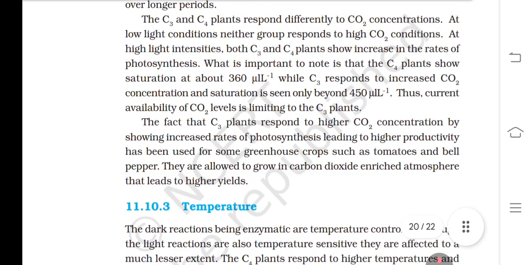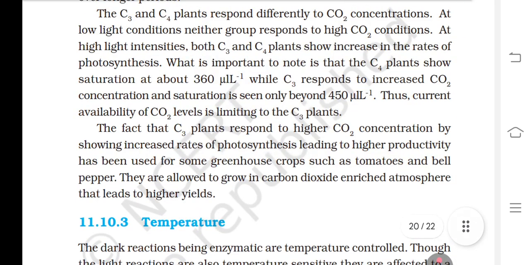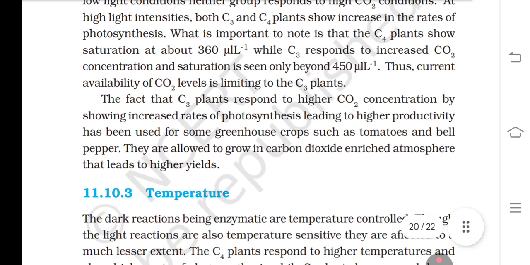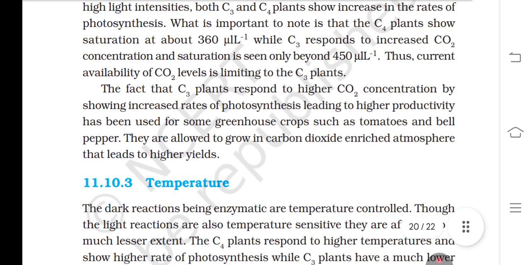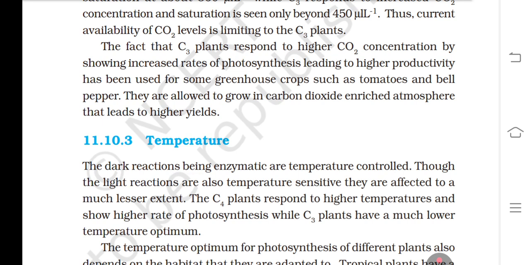The C3 and C4 plants respond differently to carbon dioxide concentration. At low light condition, neither group responds to higher carbon dioxide concentration. At high light intensity, both C3 and C4 plants show an increase in the rate of photosynthesis. What is important to note is that the C4 plants show saturation at about 360 microliters per liter, while C3 plants respond to increased carbon dioxide concentration and saturation is seen only beyond 450 microliters per liter. Thus, the current availability of carbon dioxide is limiting to the C3 plants.